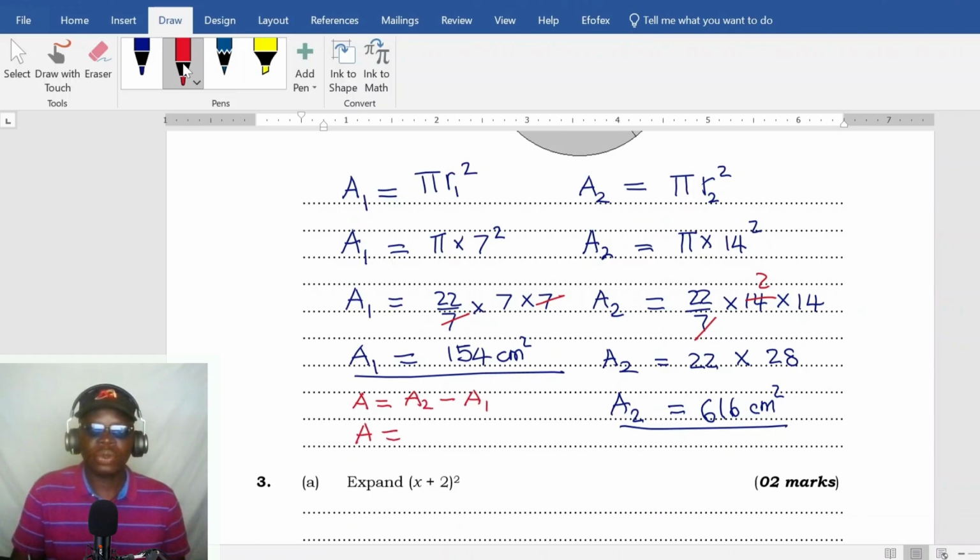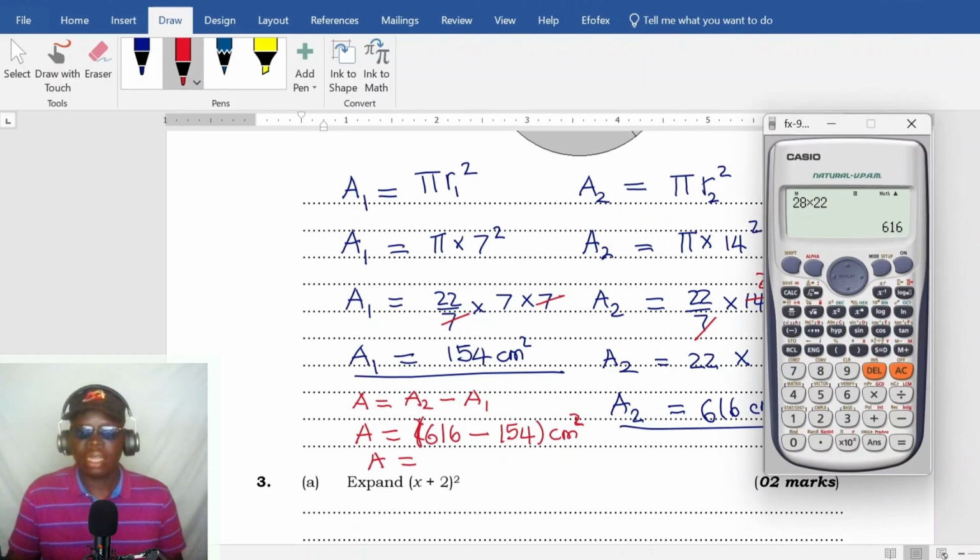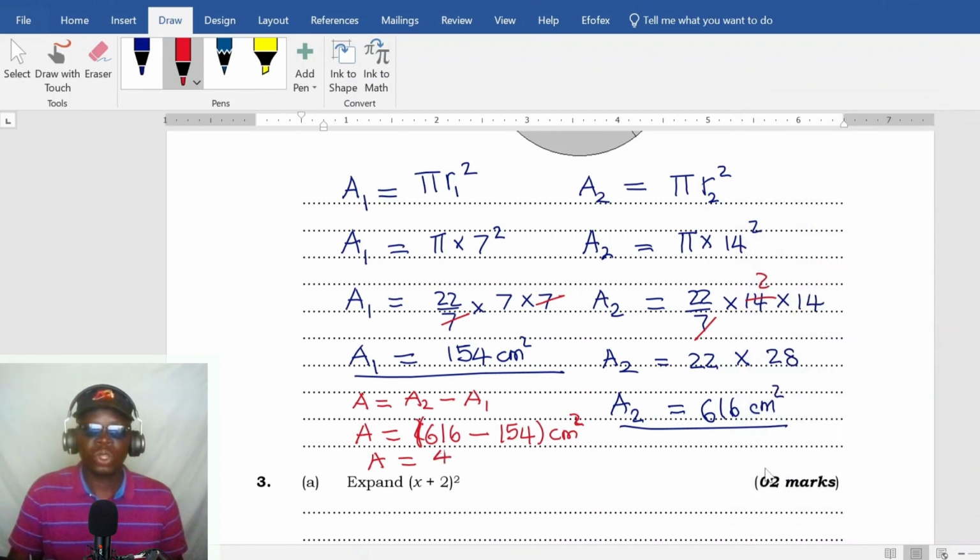Therefore, our area 2 is 616 minus area 1, which is 154, all in square centimeters. Since I already have area 2 in the calculator, I can move on and simply subtract: our answer minus 154, and this gives us 462. So we have 462 square centimeters as the area of the shaded region.